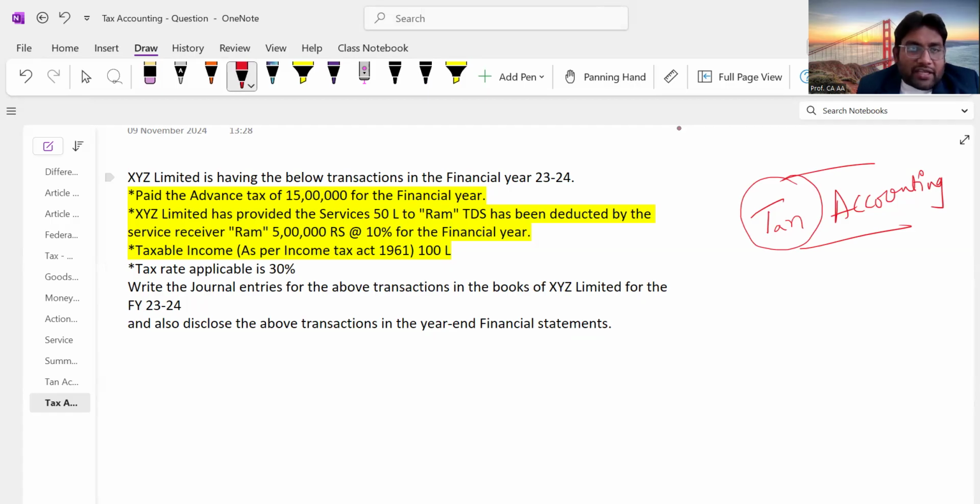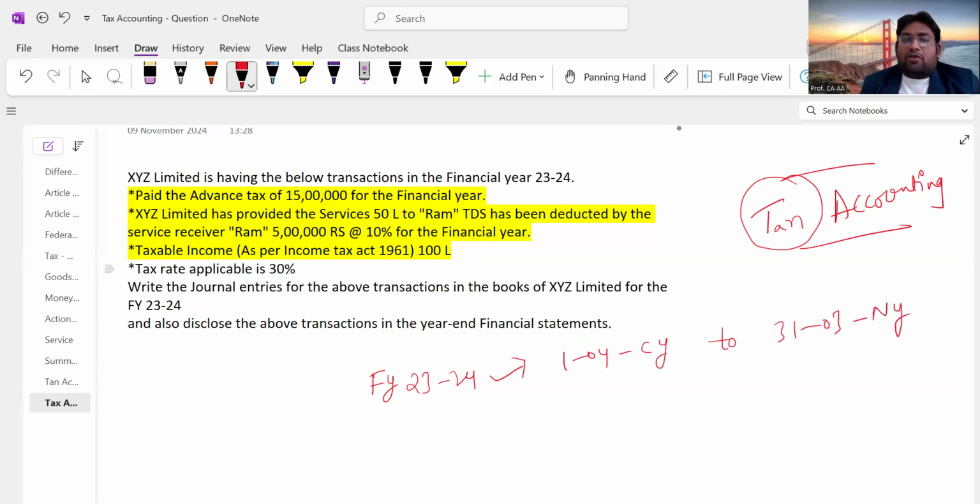Now see, XYZ Limited has the below transactions in the financial year 23-24. In India, we follow the financial year, which starts on 1st April of the current year and ends on 31st March of the next year. So financial year 23-24 means it starts on 1st April 2023 and ends on 31st March 2024.